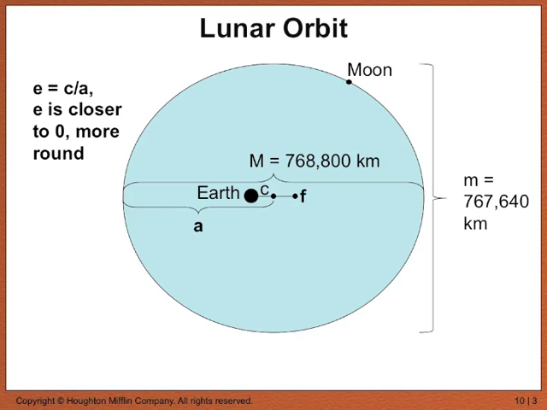And therefore, going now to the left of the screen, if eccentricity E is C over A, well, E is closer to 0 and therefore it's more round. So this is an example of eccentricity, and this would be low eccentricity, which means it approaches a circular orbit. So it's a low eccentricity. Highly eccentric orbits are very oval.